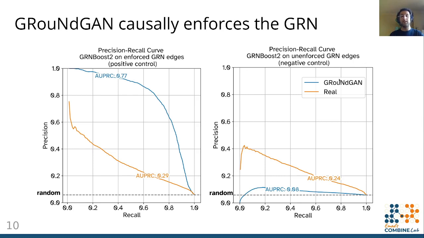And we can see that the edges that were imposed as part of the positive control are now picked up by GRN inference methods, and those edges are assigned higher scores than their scores in real data. So their AUPRC in this case goes up from 0.29 to 0.77, and edges in the negative control that were not imposed are now assigned close to random scores by GRN inference methods, and their importance goes down from 0.24 in real to 0.08. So GroundGAN not only enforces the edges that were imposed, but also messes up the causal relation of the edges that were not imposed through it.